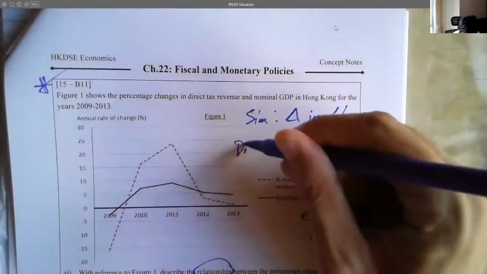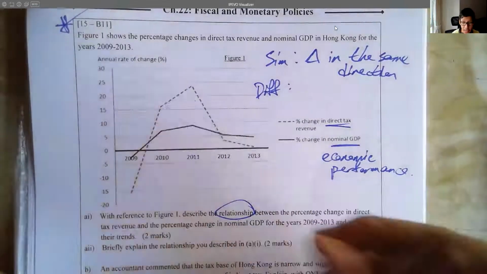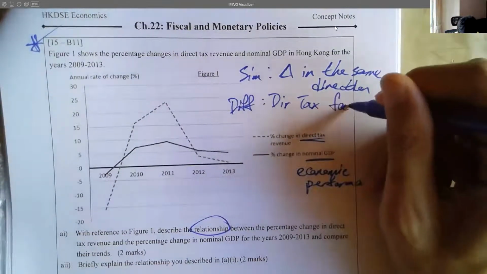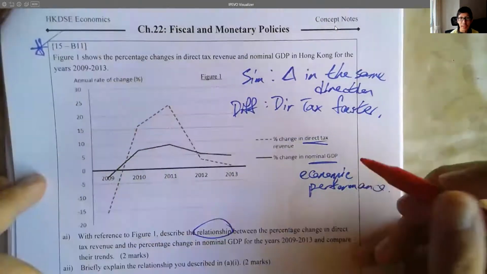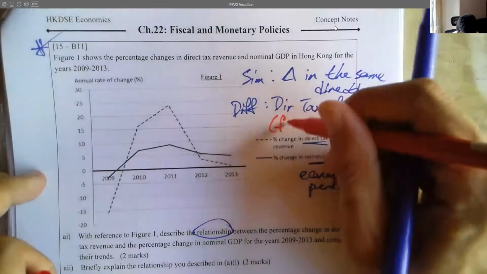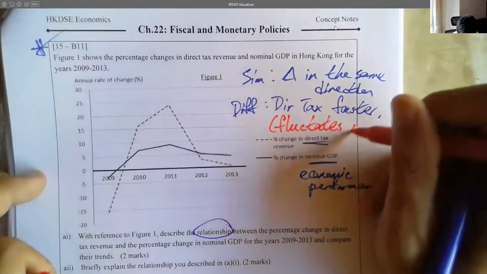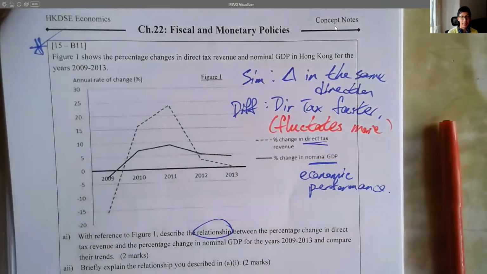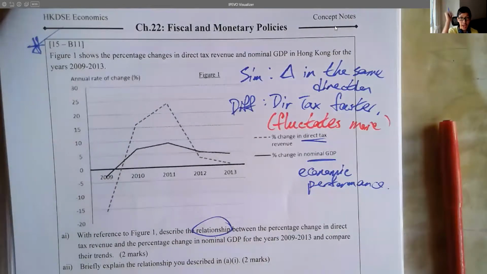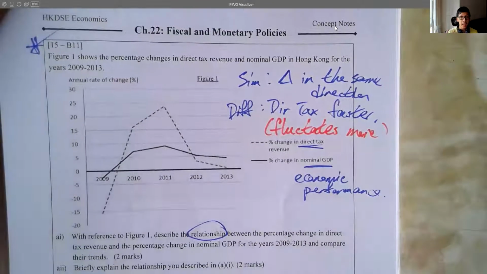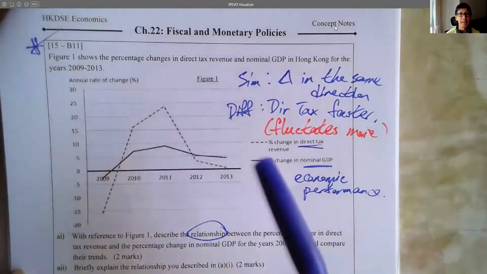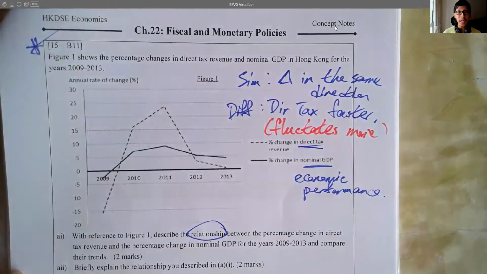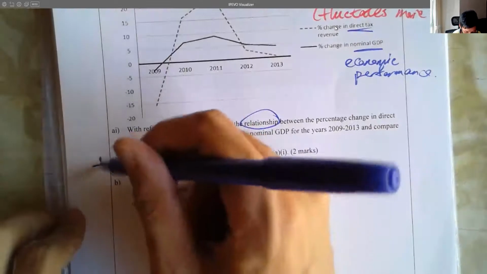What about the differences? The difference is that direct tax changes faster, or if you want to use more professional wordings, you say it fluctuates more than GDP. Okay, so that will be the difference. Now remember, in economics, this is good enough. No need to go into your LS skill. 唔使去到 LS 咁 detail 㗎。Okay, just tell me similarity. They go in the same direction. Difference, one goes faster, another goes slower. That would be good enough. Okay, 好嘛? Now, A2, this one is important.